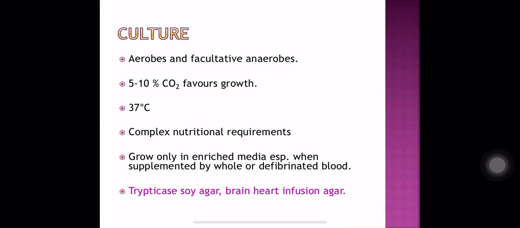Regarding culture, pneumococci are aerobes and facultative anaerobes, and 5 to 10% CO2 favors their growth. They can grow at 37 degrees Celsius. They have complex nutritional requirements. They grow only in enriched media, especially when it is supplemented by whole or defibrinated blood. Besides, brain heart infusion agar or trypticase soy agar can also be used for pneumococcus.